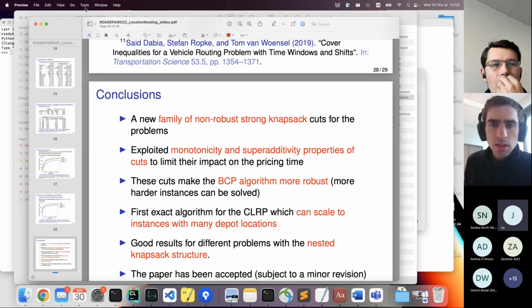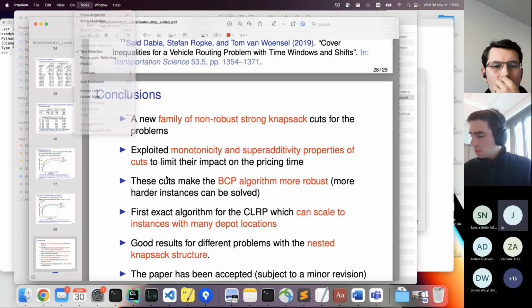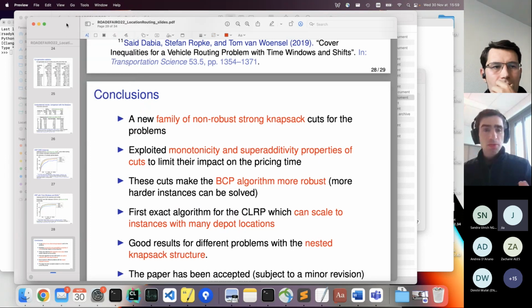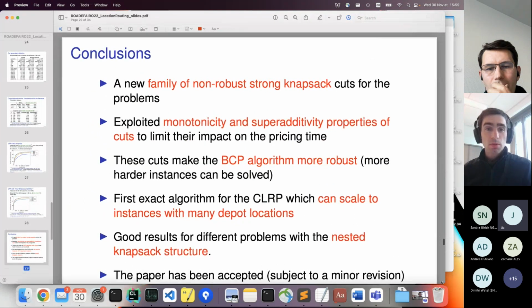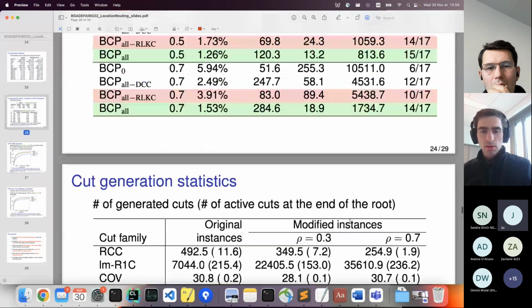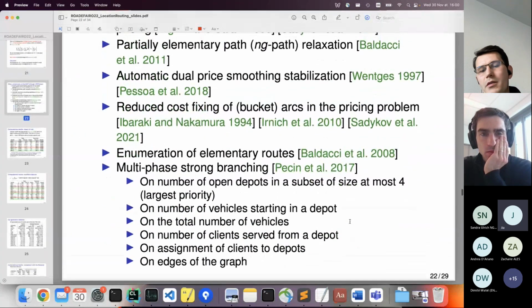I don't see any. I was wondering, you mentioned the aggregated branching. Can you tell me how the group of variables on which you branch are selected? Is it random or? Actually, yeah. Here it's quite simple.